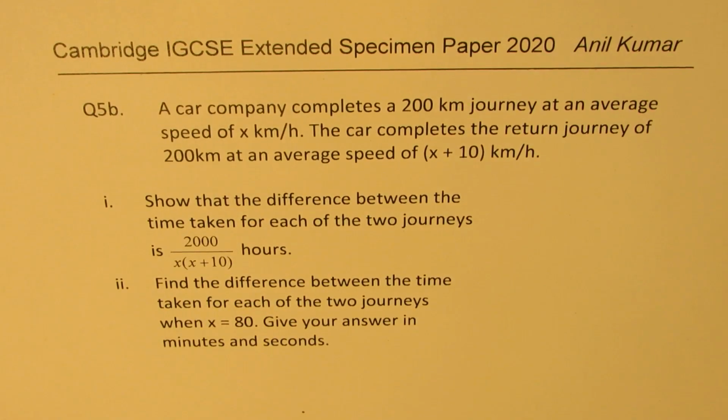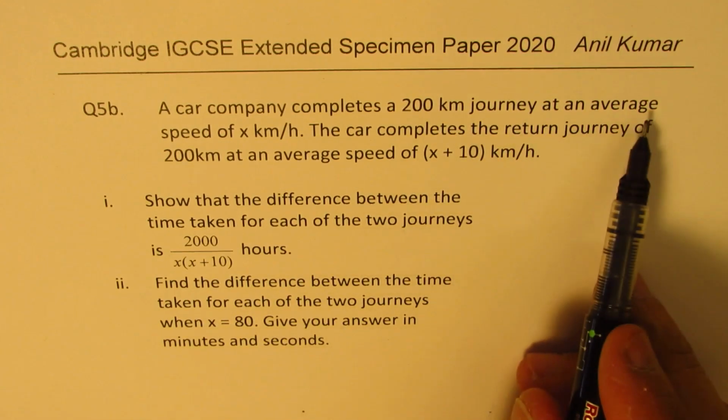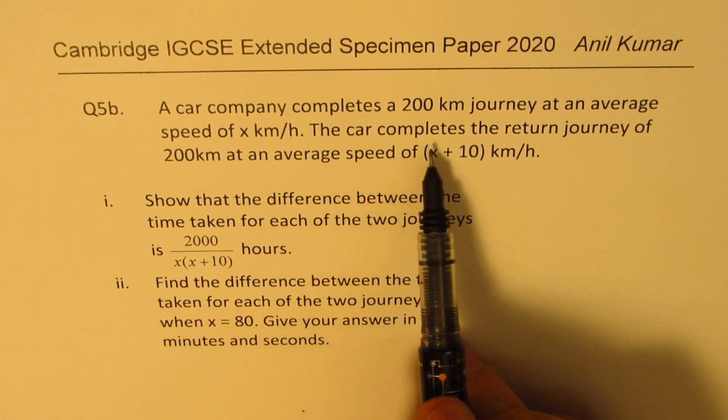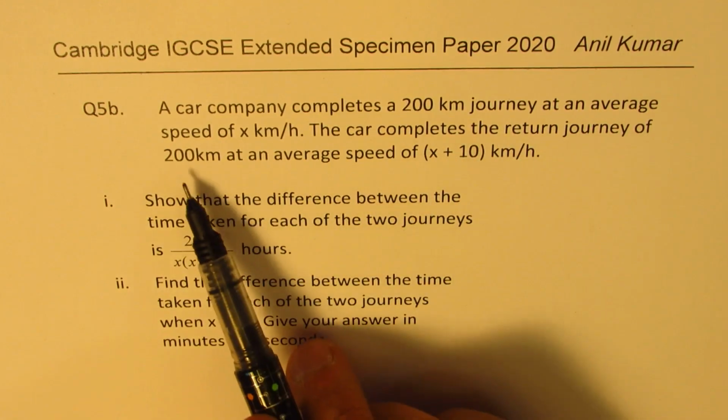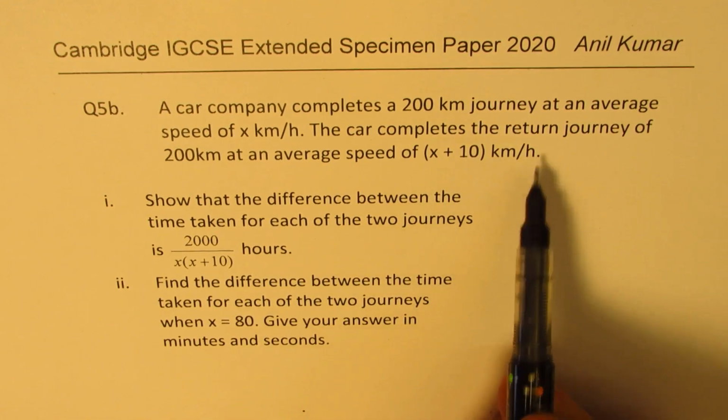Now let's take the part B of question number 5. Question 5b. A car company completes a 200 kilometer journey at an average speed of x kilometers per hour. The car completes the return journey of 200 kilometers at an average speed of x plus 10 kilometers per hour.